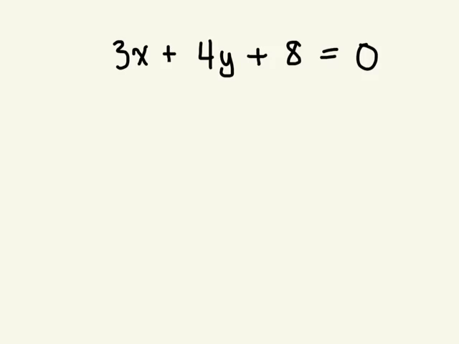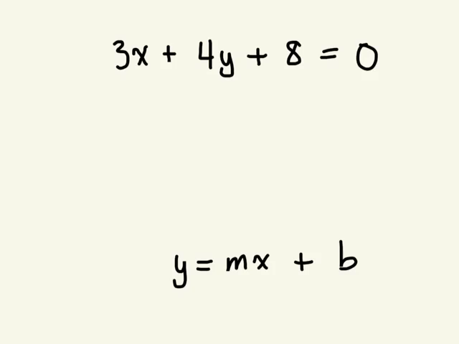So in this question, we're given an equation of a line. It's not written in slope-intercept form. How do we know it's not written in slope-intercept form? Right, it's not y equals mx plus b. If we put it into this form, we can figure out the slope and the y-intercept.